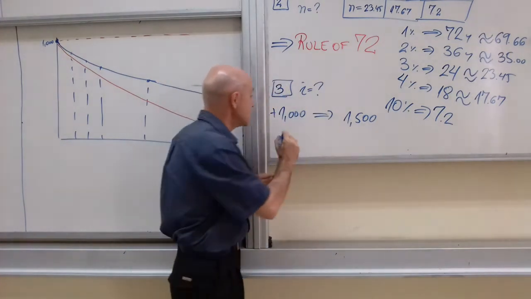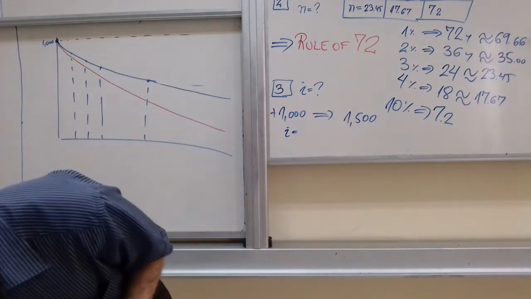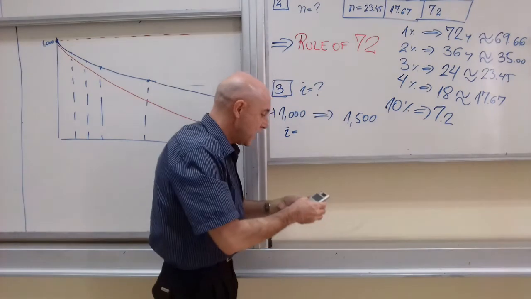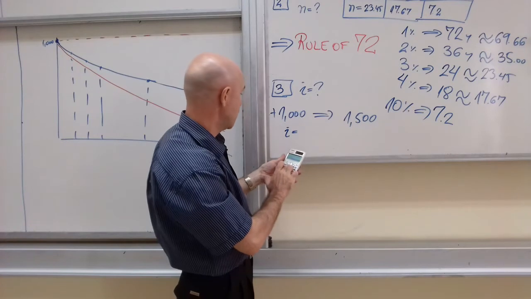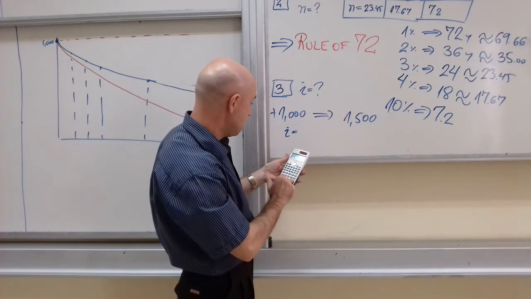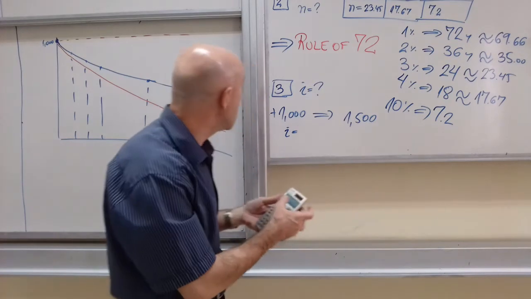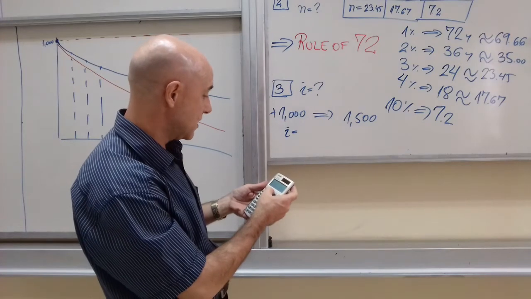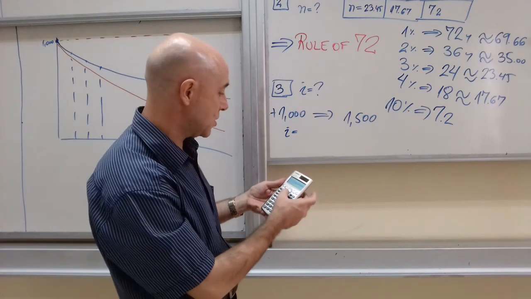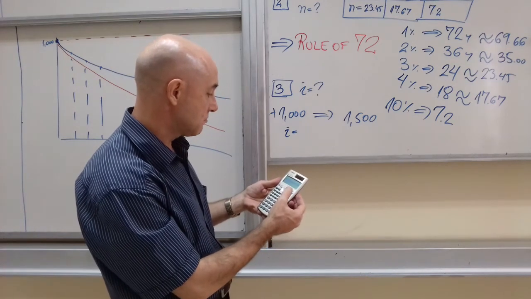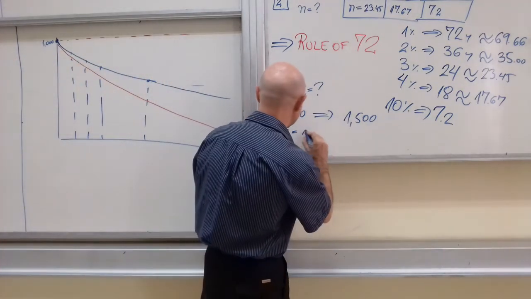Okay, so what's the interest rate in that particular case? Well, if somebody has a calculator, you can try. So I say present value plus 1,000, enter. Future value minus 1,500, enter. Okay, and then N equal to 3 years, enter. Calculate the interest rate: 14.47, about 14%.